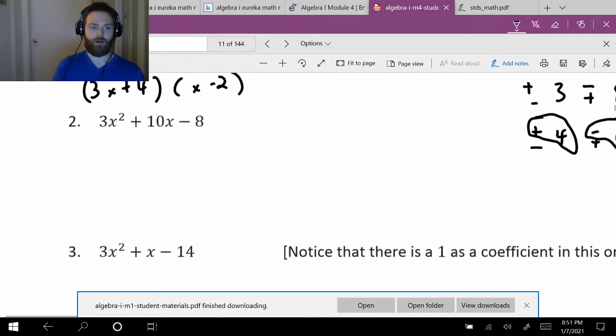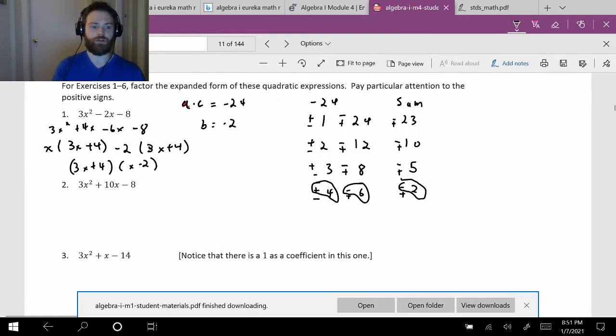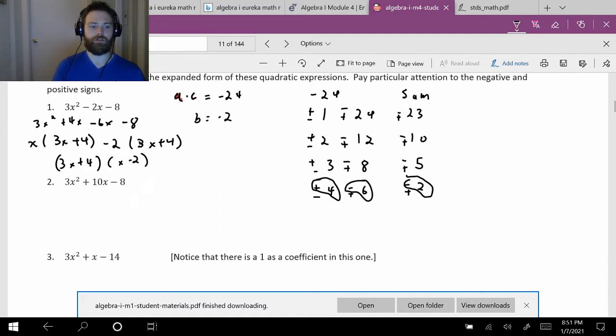Okay. So I'm going to do the same thing down here. What you'll notice is that these two problems are similar. So I don't even have to do the a times c step, because a times c is going to give me negative 24. I just have to find the two factors that add to be 10. And it's going to be a positive 10.